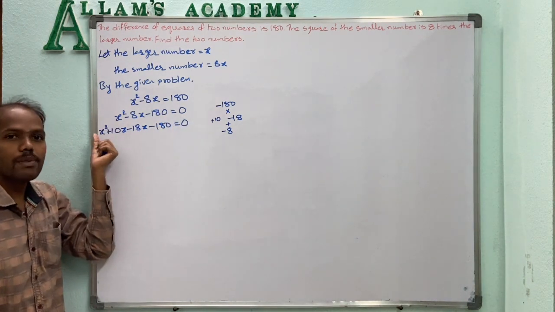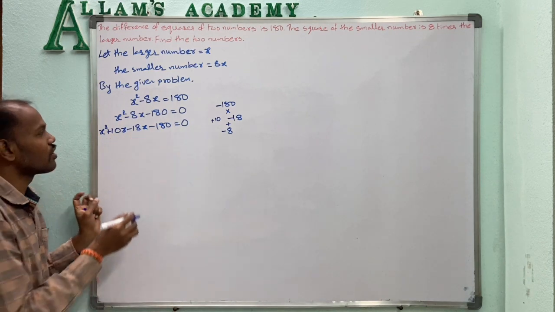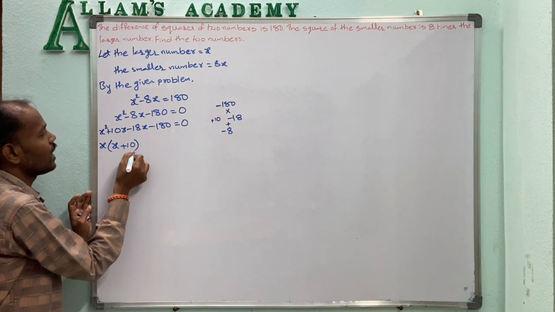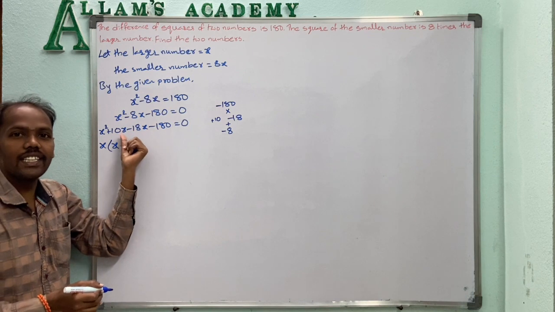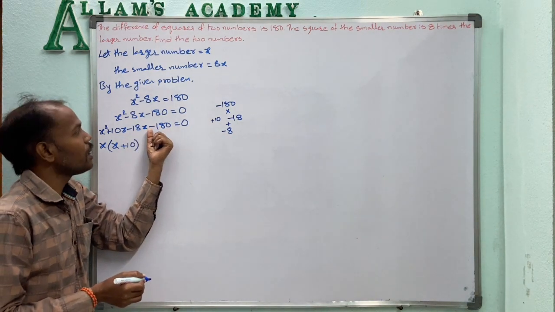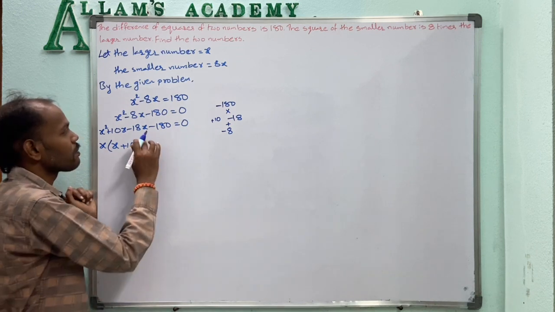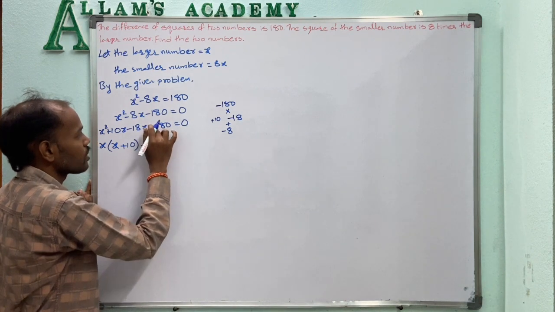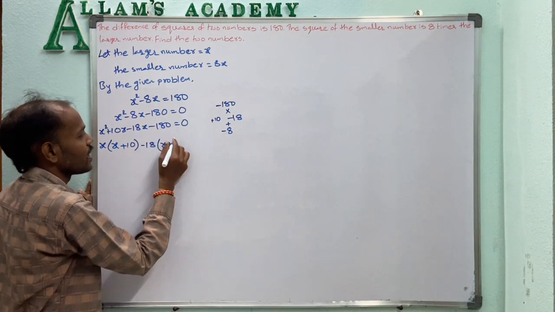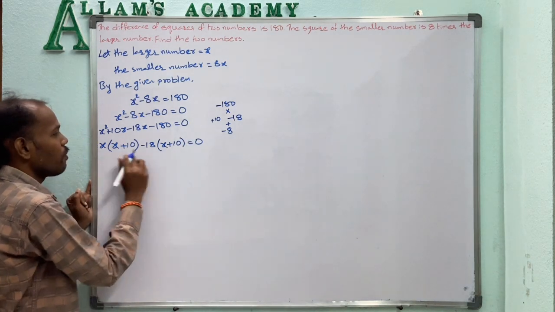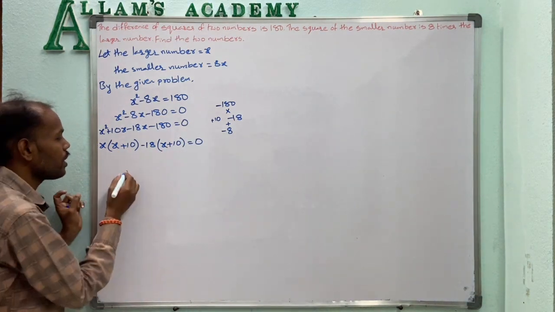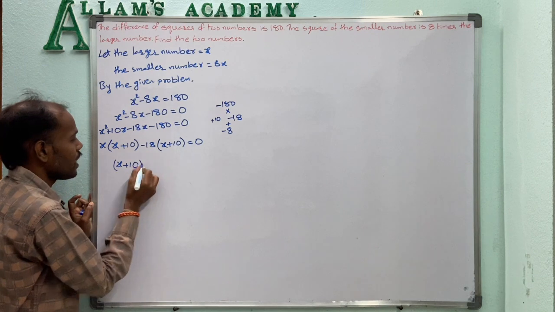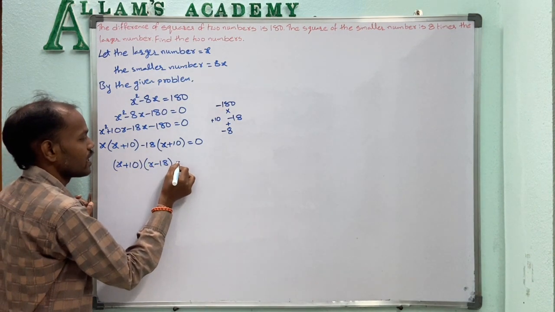Now x square we can write as x into x, and 10x as x into 10. In these two terms, taking x common, we get x into x plus 10. Now 18x we can write as 18 into x, and minus 180 as minus 18 into plus 10. Here minus 18 is the common number. Taking minus 18 common, minus into minus is plus, 18 times 10 is 180. Now in this form we observe x plus 10 is the common factor. Taking x plus 10 common, what remains is x and minus 18. So x plus 10 into x minus 18 equal to 0.